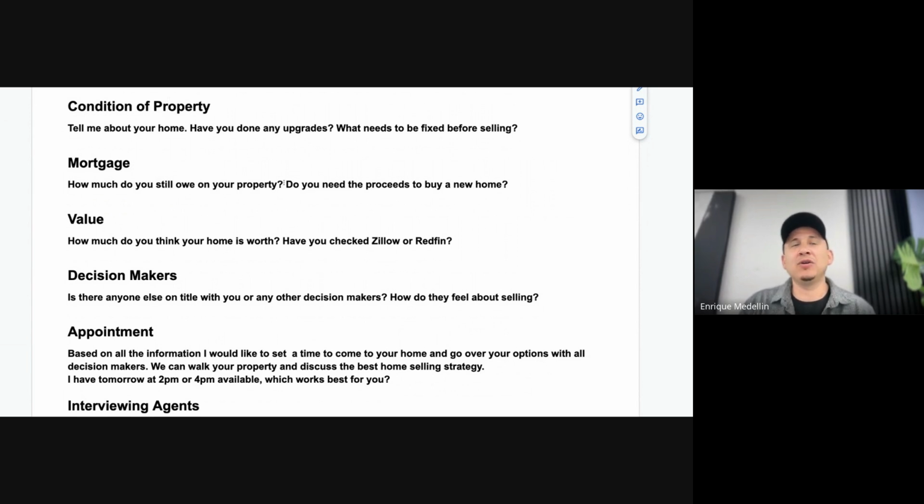And are you going to buy a new home? This guy said he's going to rent, so he doesn't necessarily need the money to buy the new home. If he said, hey, I'm going to buy a new home, well, do you need the money from this home to buy the new home? If so, then there are different things we need to talk about, right? Strategy on how to sell and how to buy.